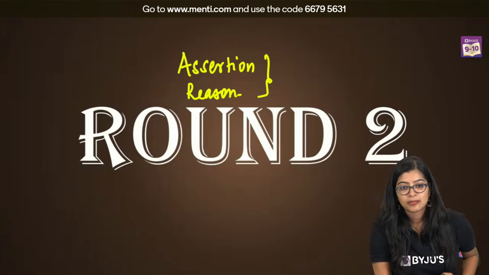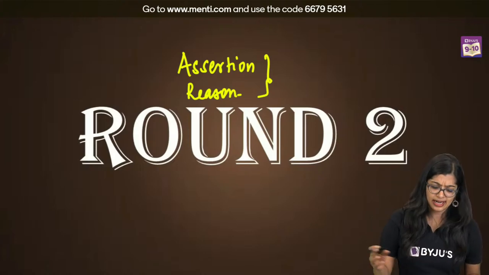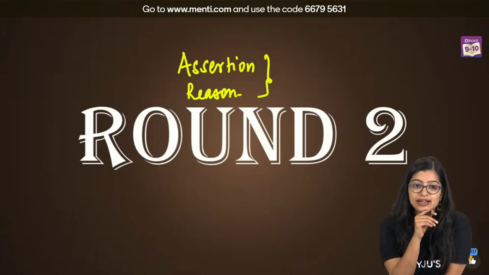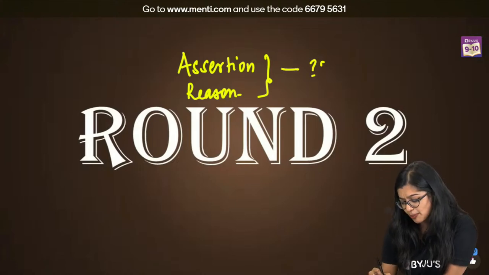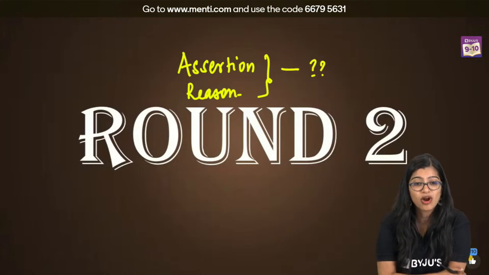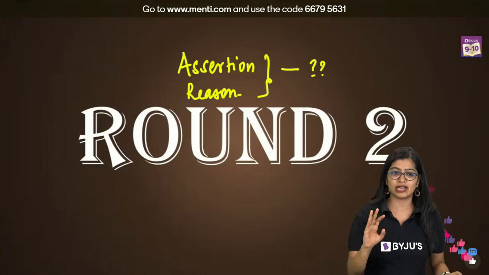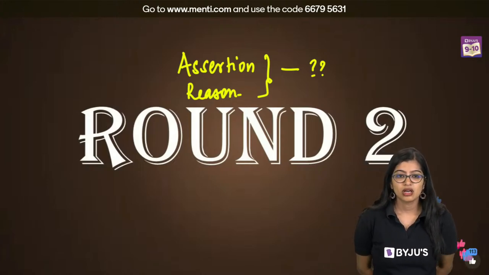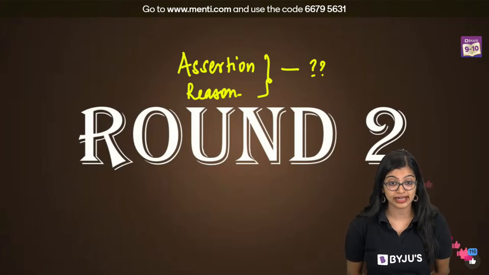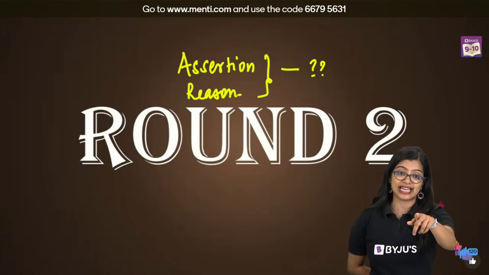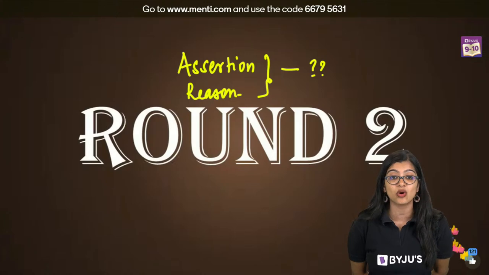Before I go ahead and tell you, for those of you who get scared looking at assertion reason, can you tell me what is the problem that you face? It is tricky. What exactly is it that you don't understand about assertion reason? Some say they don't like it, it's tricky, they find confusion between A and R. How many of you feel like, ma'am, I don't know how to understand if the reason is the correct explanation or not? Exactly. Ankit is like, ma'am, everything sounds similar.